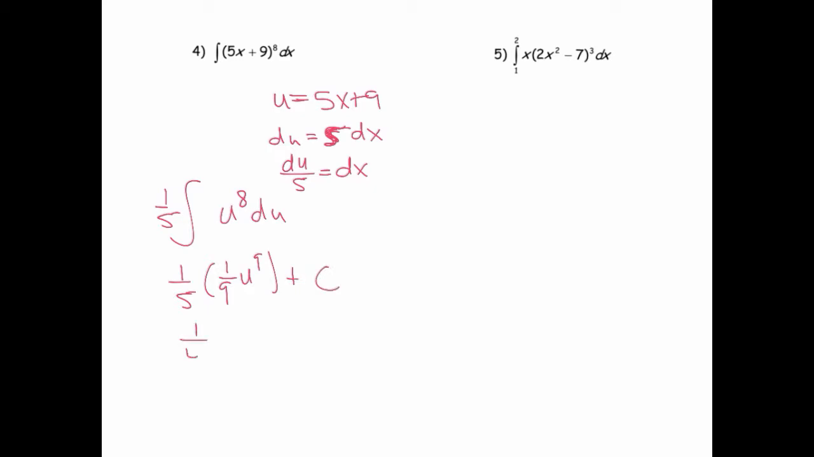So this is 1/45 u to the 9th plus c, which, making our u of 5x plus 9, gives us 1/45 (5x plus 9) to the 9th plus c.